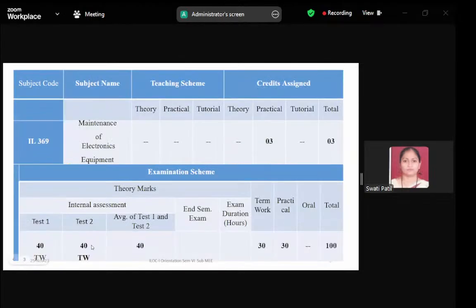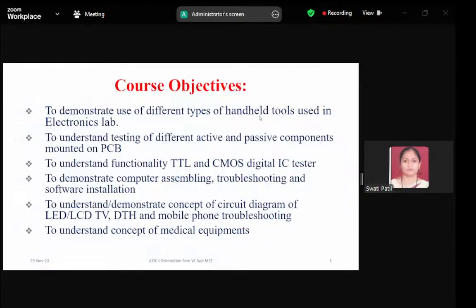Test 1 and test 2 are the continuous assessment, along with the attendance and the project report, and that will be combined as the average of test 1 and test 2. Term work is also the attendance and continuous evaluation of your work, and practical considers the report and presentation. So there is a total of 100 marks for this subject.